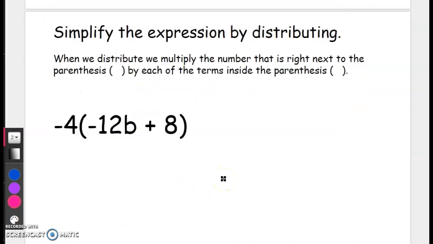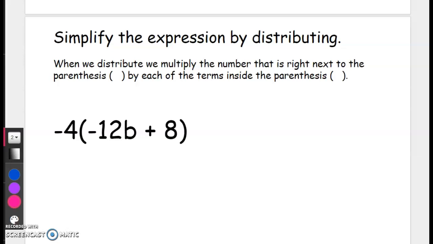Okay, let's go to another one. Okay, so now we have to decide what we're distributing this time. We have those parentheses, we have more than one term inside of our parentheses. So now we're deciding what we're distributing. We're going to distribute this -4 because it's right in front of the set of parentheses. It can either be in the front or after it, but it has to be right up next to it. So we're going to distribute this -4. The first thing we're going to distribute it to is our first term inside of our parentheses, which is a -12b.